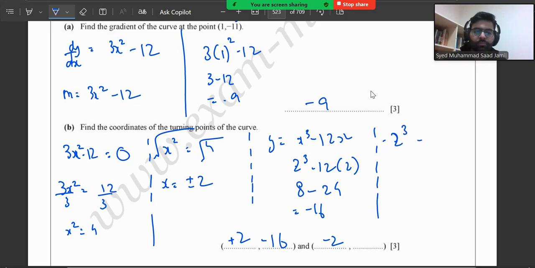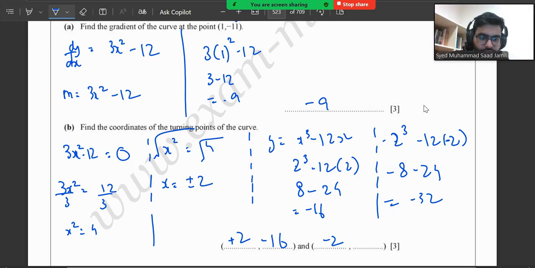And then again, x cubed, now I'll put negative 2 cubed minus 12 multiplied by negative 2, that's minus 8 minus 24, minus 32. I just made a slight mistake, I realized, because it's minus 2. Sorry guys, minus times minus is plus. So minus 12 multiplied by minus 2 is positive 24. So it's going to be negative 8 plus 24, that's positive 16. So this is your answer.